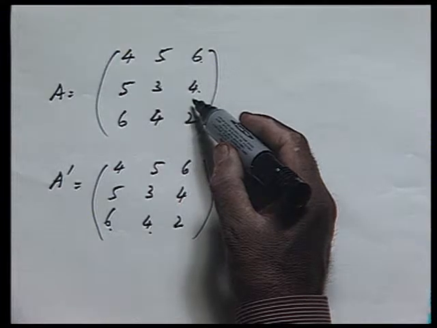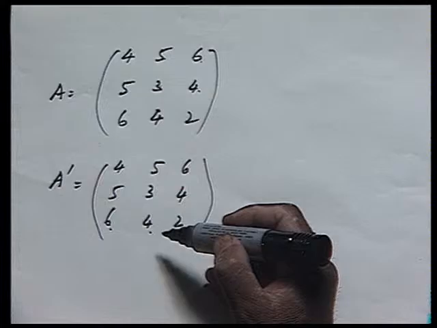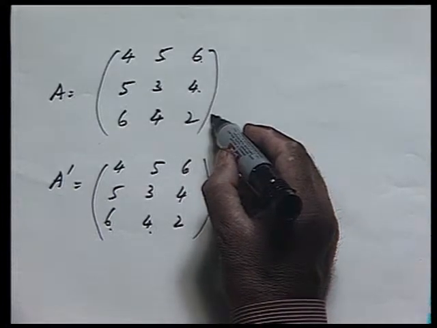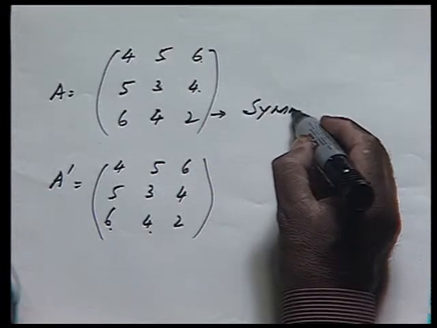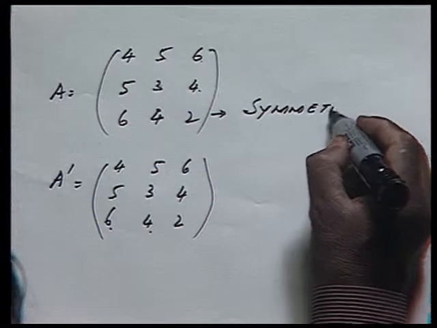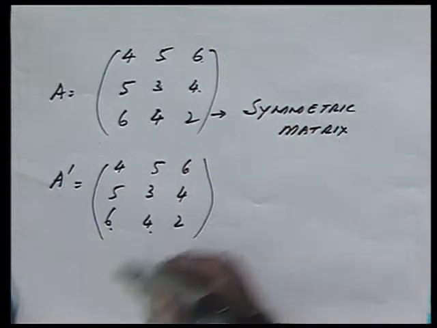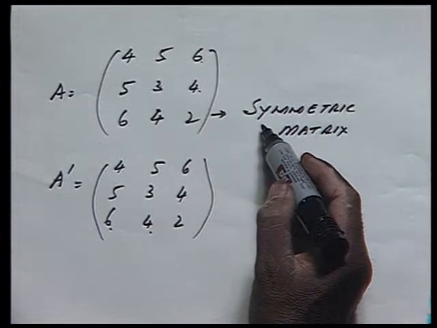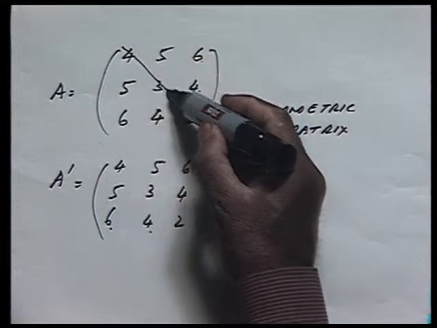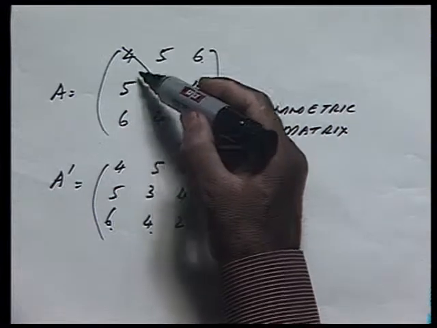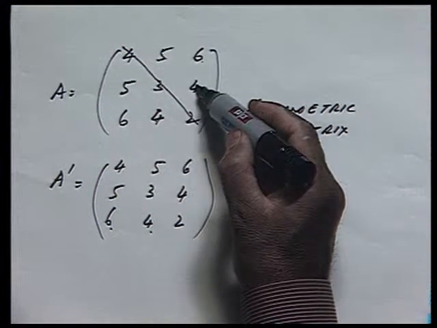This kind of situation, where the transpose of a matrix is the matrix itself, we call such a matrix a symmetric matrix. I said that we have constructed this very cleverly. Yes, because if you look at the diagonal, the elements on either side are the same.